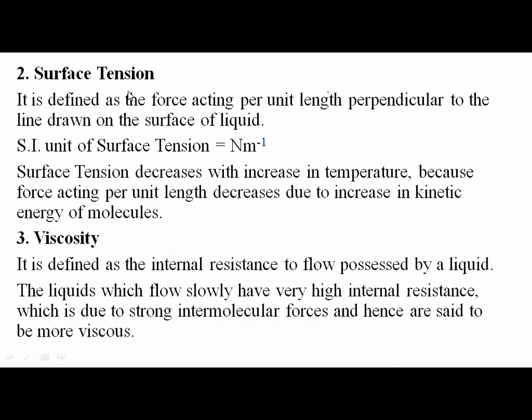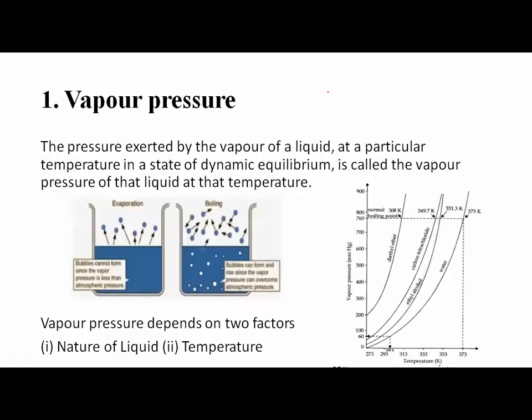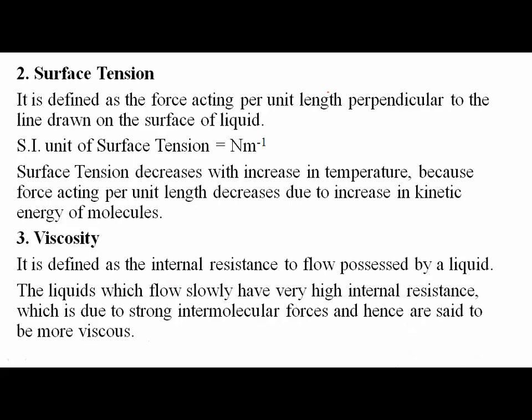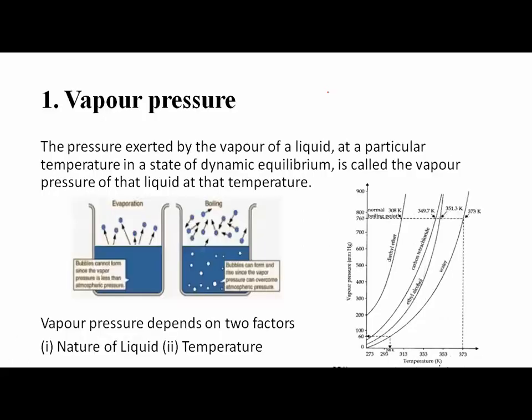Then surface tension. What is it defined as? It is defined as the force acting per unit length, perpendicular to the line drawn on the surface of the liquid. That is called surface tension. The SI unit of surface tension is Newton per meter. So what I am saying now is that vapor pressure, surface tension, and viscosity are important properties of liquids.